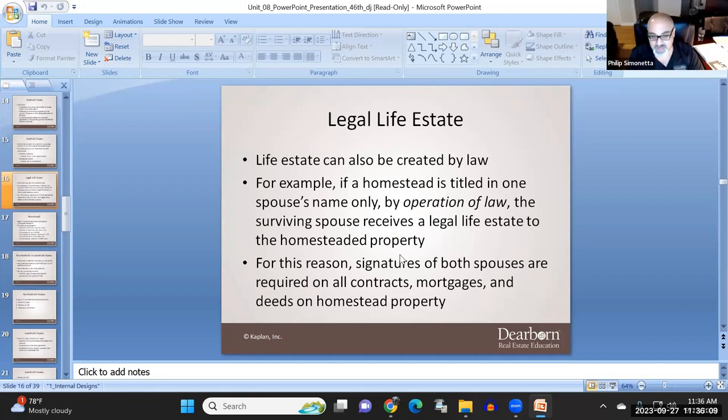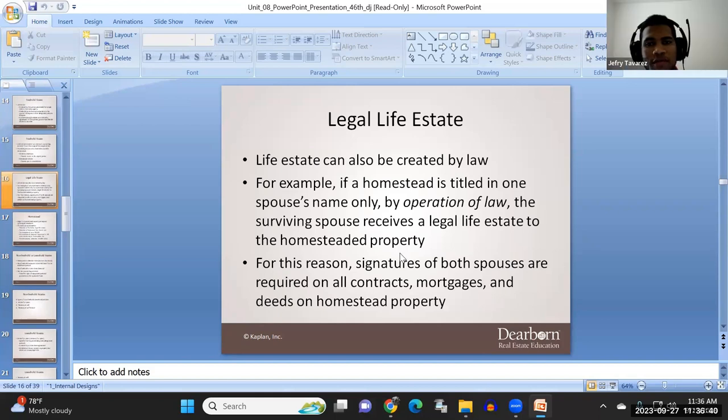And that's only if it's in one name. If it's in both names, they both got to sign anyway. Makes sense. In one name, they both got to sign in a homestead. If it's in one name outside of a homestead, they don't both have to sign. Just know that. Okay. What are they signing for? The contracts, the listing agreement, the contract, the deed to sell the house. Like if one spouse wants to sell it and the other doesn't and they're in a homestead, they can't sell it.